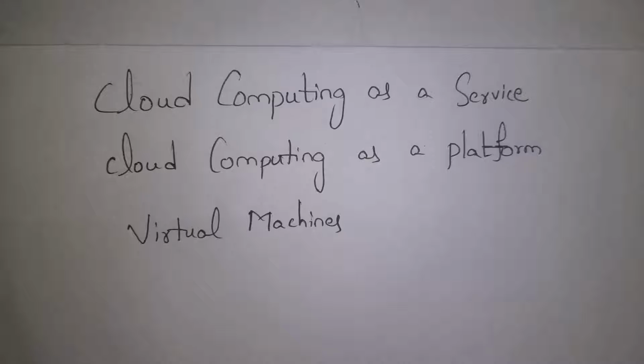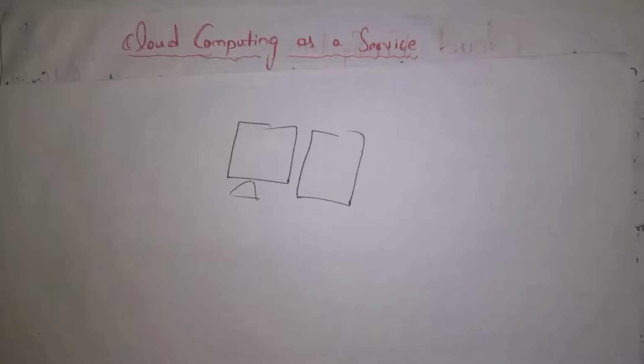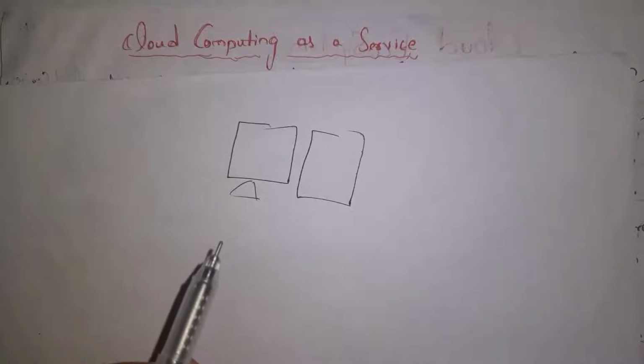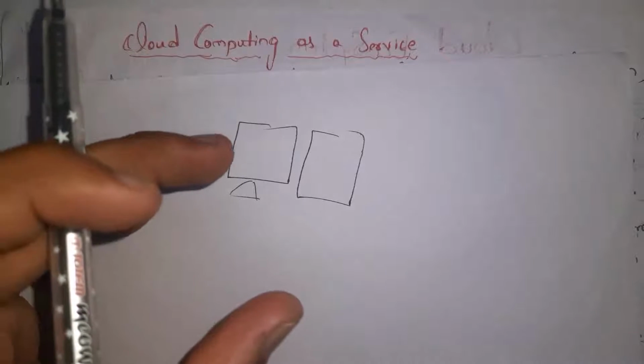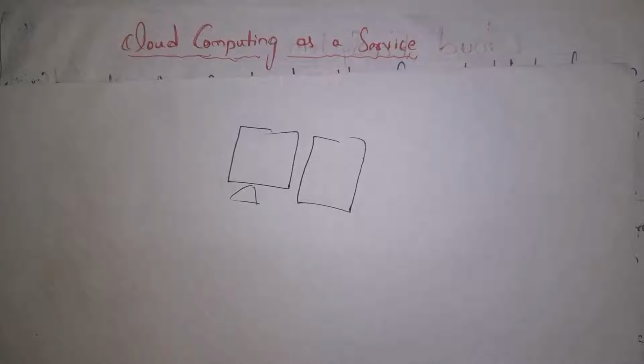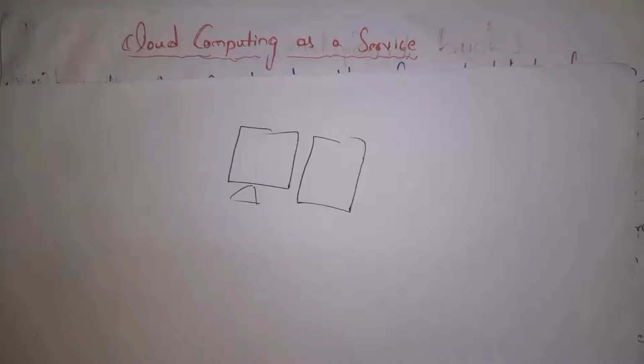Let's get started. At first I will explain cloud computing as a service. Guys, normally we use a computer in order to store data and we can access the data whenever we need. We use a computer to store and access data, like movies, photos, videos, etc. In the same way, even in cloud computing, we can store and access data. But instead of storing data in a computer, we will store our data in the internet itself. So in cloud computing, we store and access data in the internet.